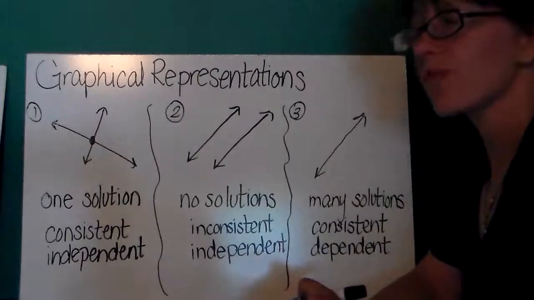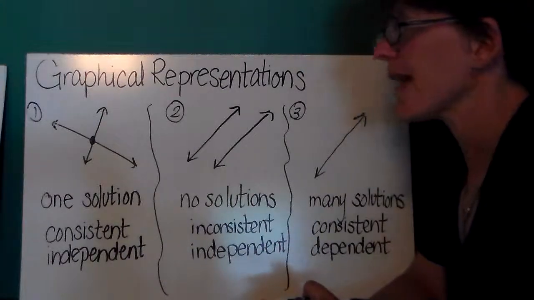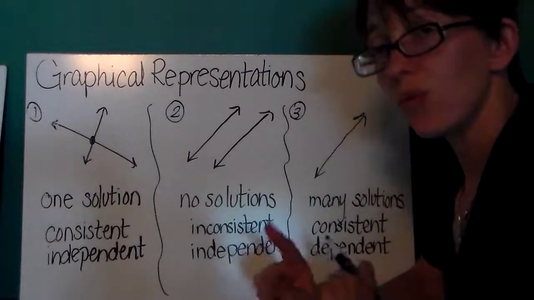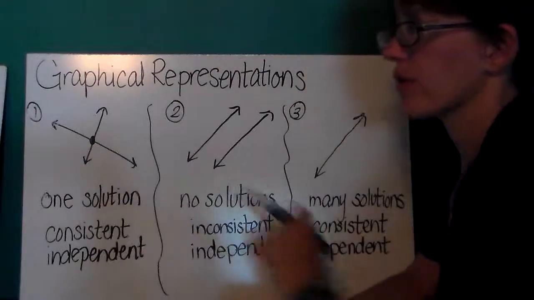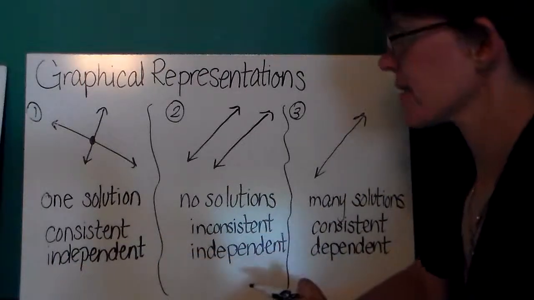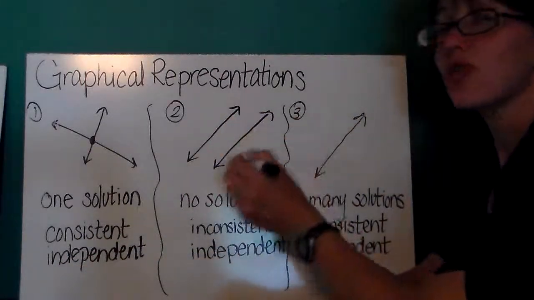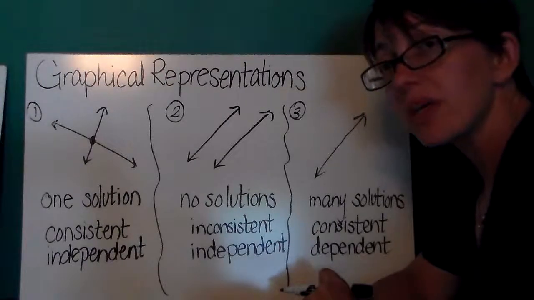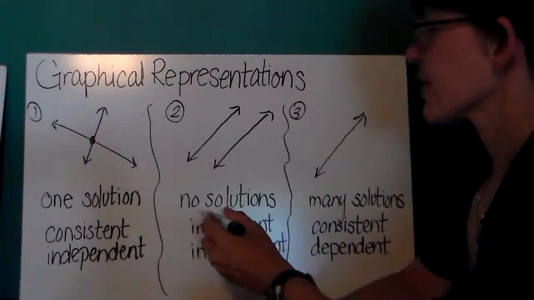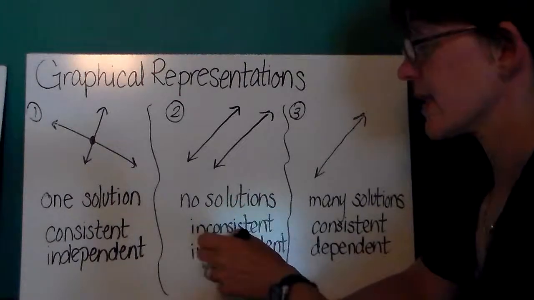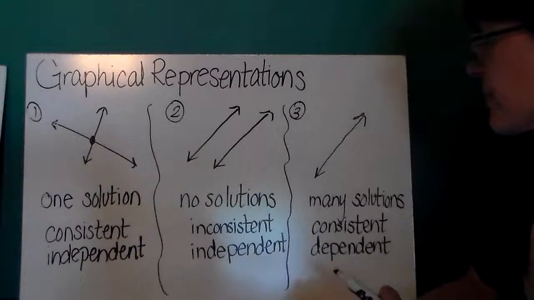Now, just so you know what these graphical representations look like, two lines could intersect in one point. This one solution is called consistent and independent. We could have two parallel lines, that is, lines that have the same slope but different y-intercepts. These have no solution. They are inconsistent and independent.